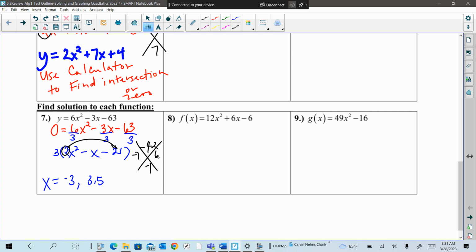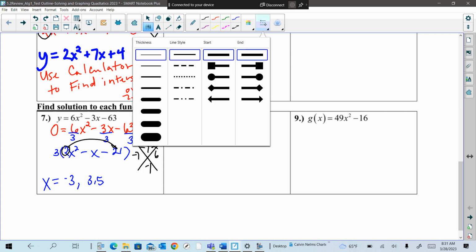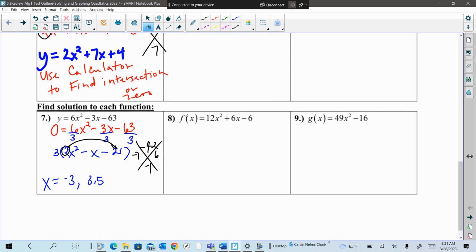So then you can do the x plus. So it comes out to be the same one. Then on 9 here, whether it's f of x or y equals, they mean the same thing. Okay, so even though I have f of x here, sorry, this is the same thing as y equals 12x squared plus 6x minus 6. Now, if I'm solving by factoring, it has to equal 0. So I would just change this y to a 0 and then factor.